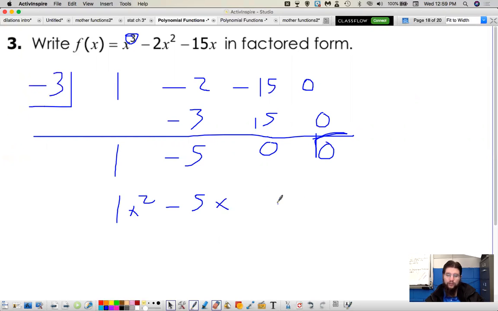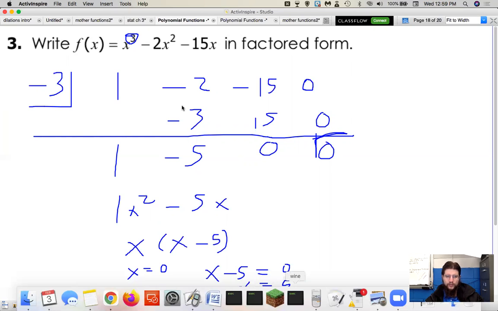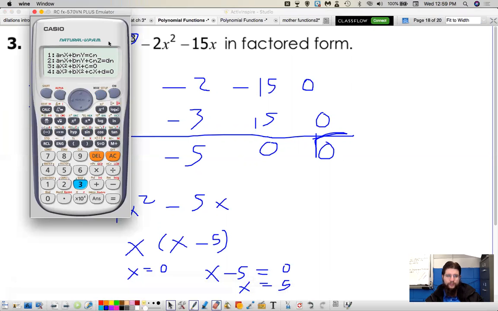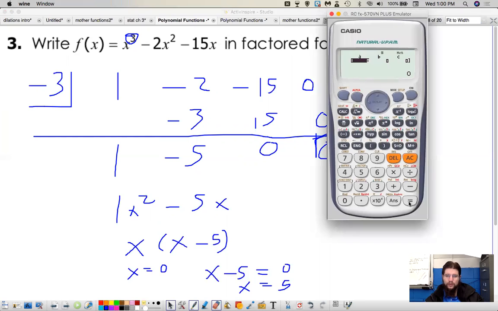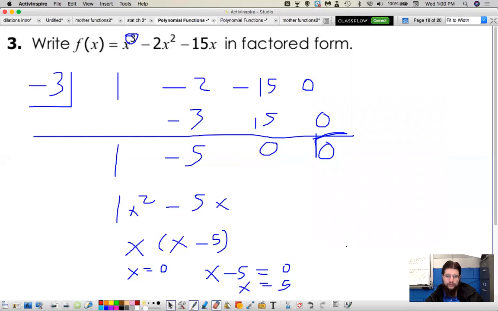Solve this thing, quadratic formula, however you want to. I'm just going to factor it. x times x minus 5 equals 0, so x equals 0, x minus 5 equals 0, x equals 5. Or use the calculator: 1, -5, 0, 5, and 0. However you gotta do it, doesn't matter. But those are our zeros.